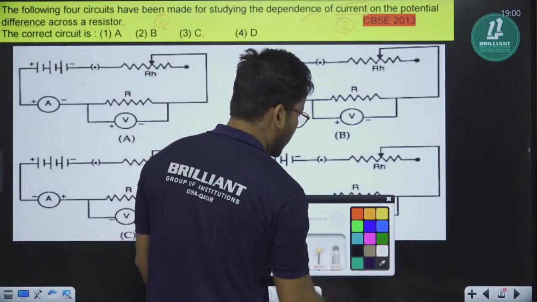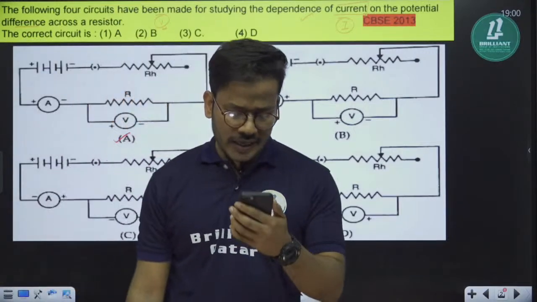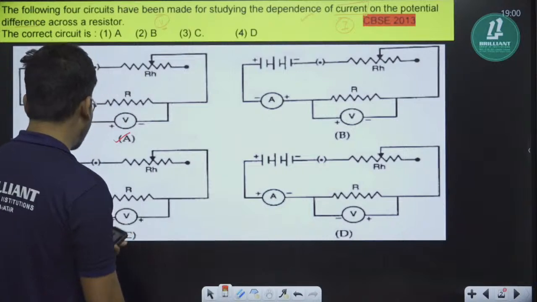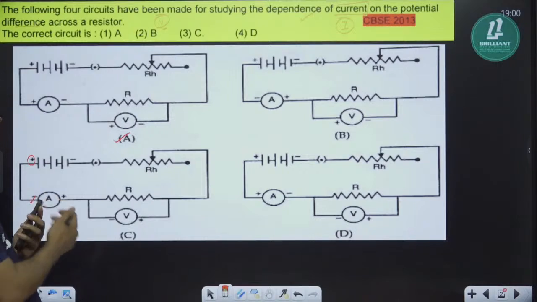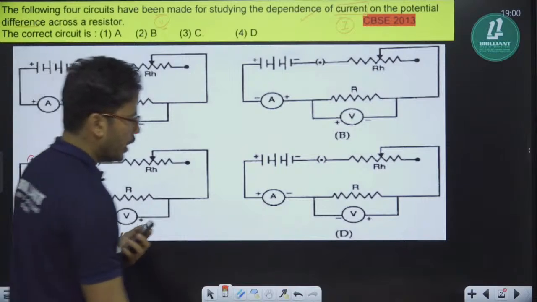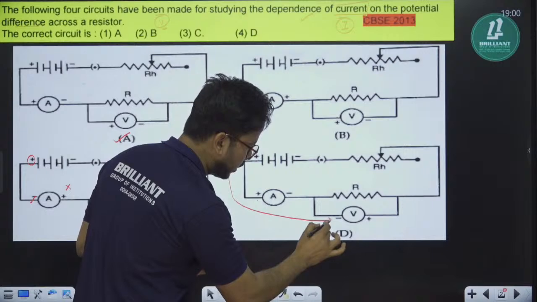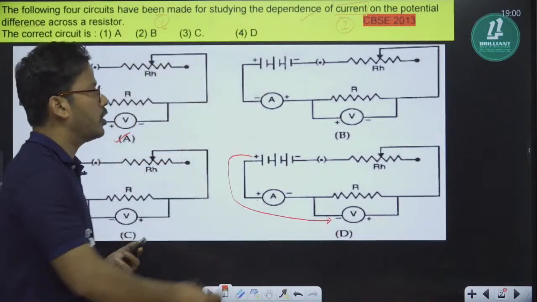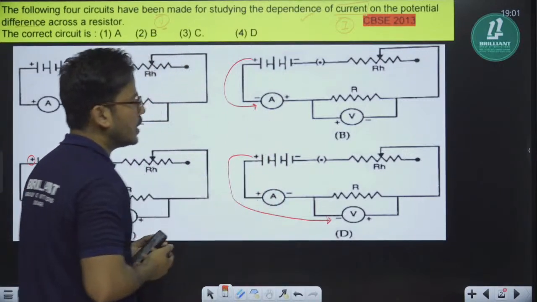Of course, the answer will be A, right? How it is A, I'll just show you. Please see the wrong answers first of all. See, the positive part of the battery is connected to the negative terminal of the ammeter. Positive should be connected with positive, right? So therefore this one is wrong. Let me see here. Positive is connected with positive. However, this positive is connected with negative in the voltmeter. So this is going to be wrong as well. And here positive is connected with negative, so this is wrong as well.